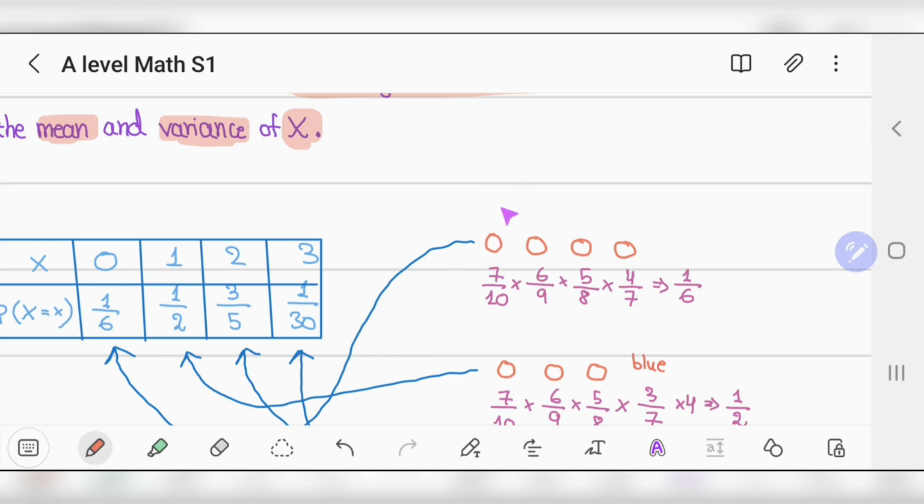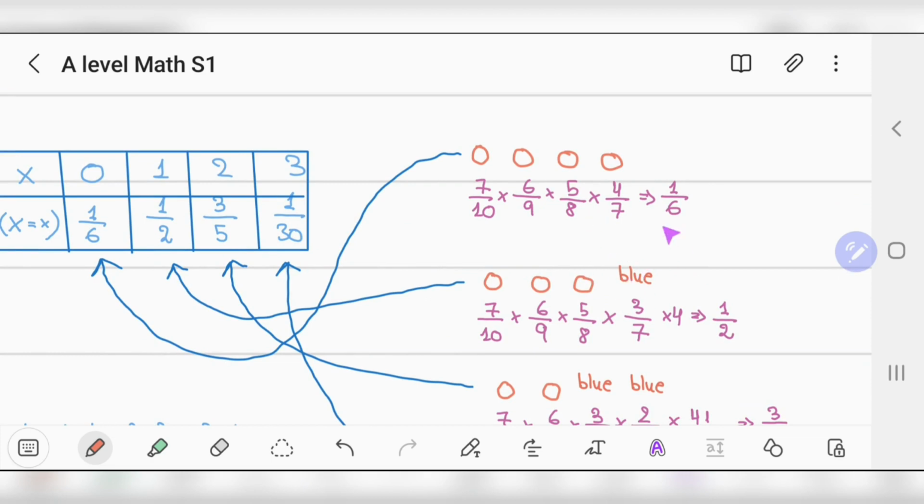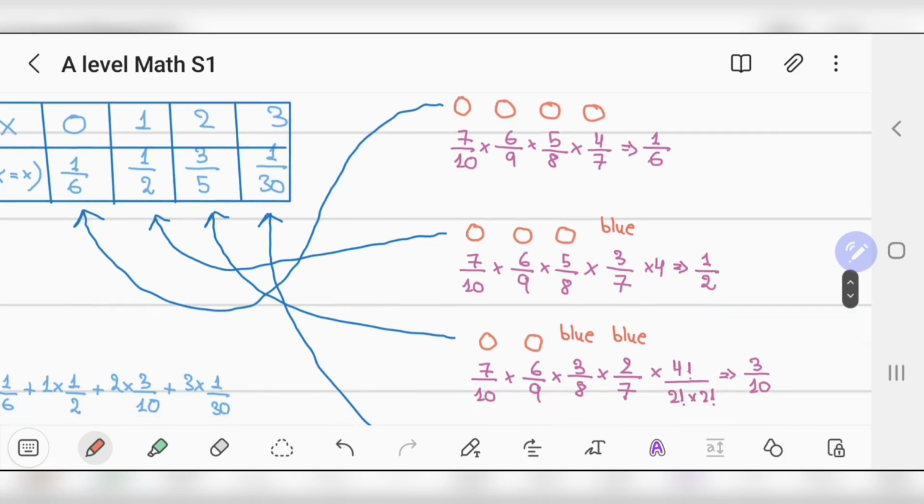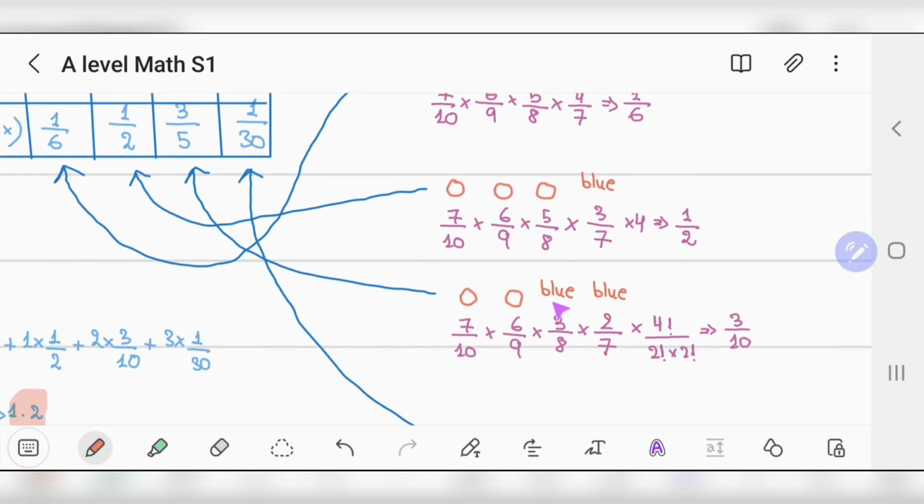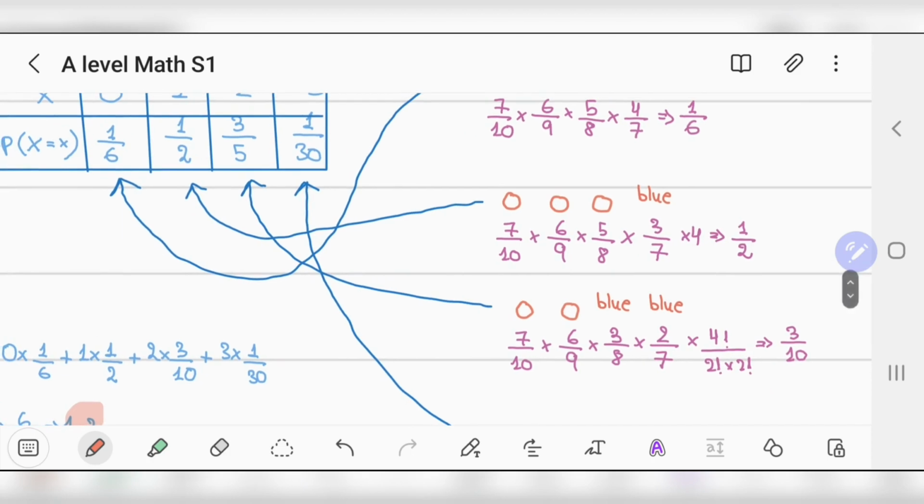The probability of one event affects the probability of another event. So this is 1 upon 6. What happens if we have chosen one blue ball? Orange, and then finally blue, which is 3 upon 7. Since they can be arranged, we multiply by 4, so 1 upon 2. Then having 2 blue balls and 2 oranges, they could be in any arrangement. We don't know whether we're going to choose orange first or blue first, that's why we are doing the arrangement. So 4 factorial upon 2 factorial times 2 factorial, multiplied by 3 upon 10. So you get this answer.